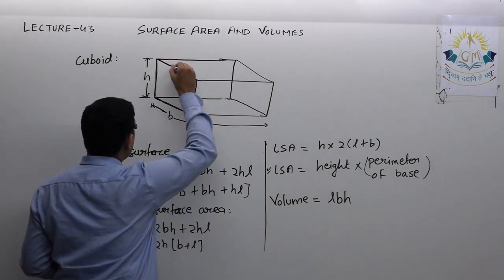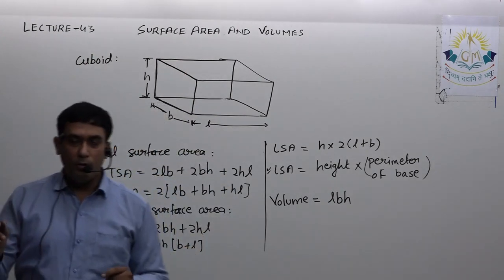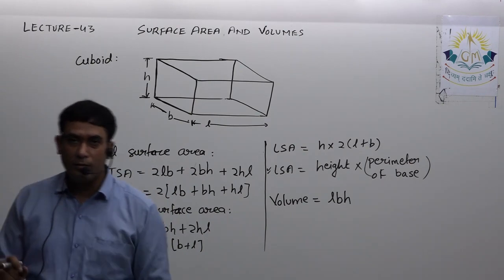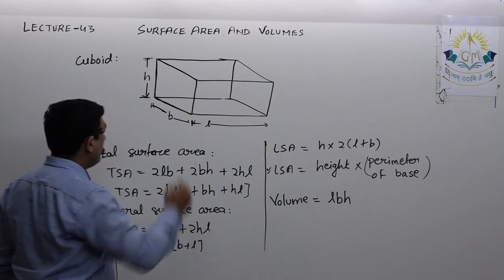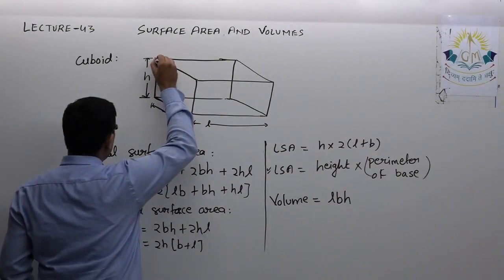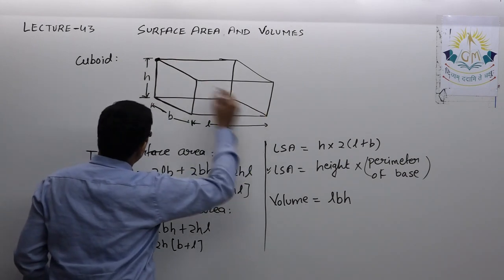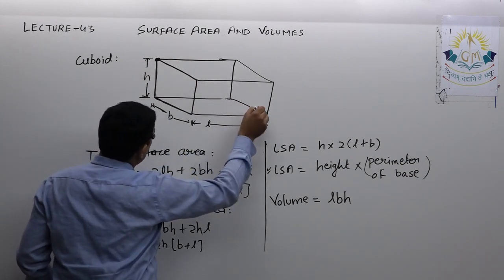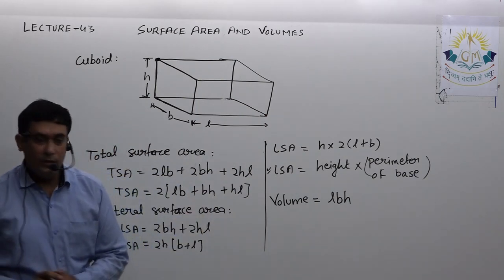See, generally they do ask a question: what will be the length of the longest rod that can be kept inside a cuboid? So simply we can say its length must be from this corner to this corner, this uppermost corner to this lowermost corner. Okay, and that we say is the length of the diagonal.